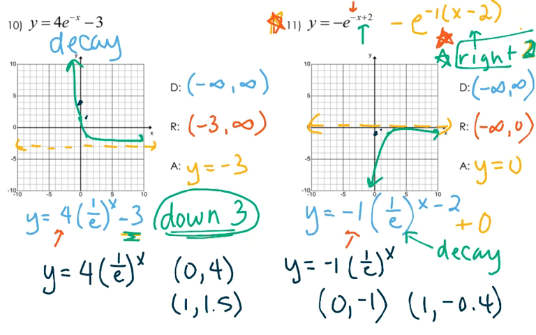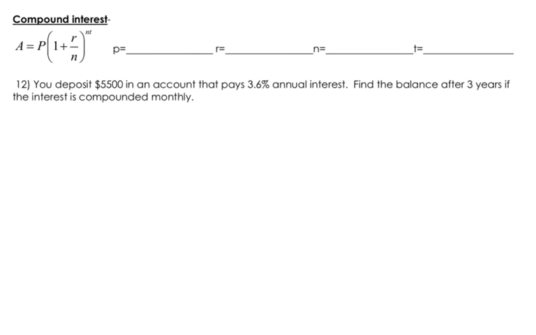Let's try a couple word problems. So, compound interest. Hopefully you understand, if not, interest is like when you're gaining money, when you're earning money just by having money sit in the bank. So, compound is how many times they're going to determine how much interest to pay you. So let's take a look at some of these variables and just define what they mean.